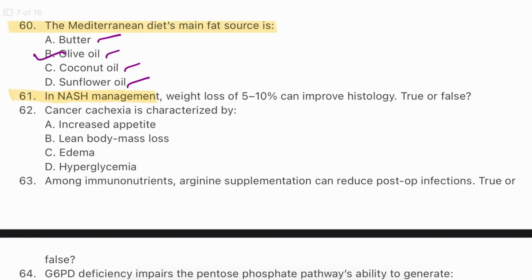In NASH management, weight loss of 5 to 10% can improve histology. True or false? The answer is true. 5 to 10% weight loss improves NAS, non-alcoholic steatohepatitis, fatty liver disease.